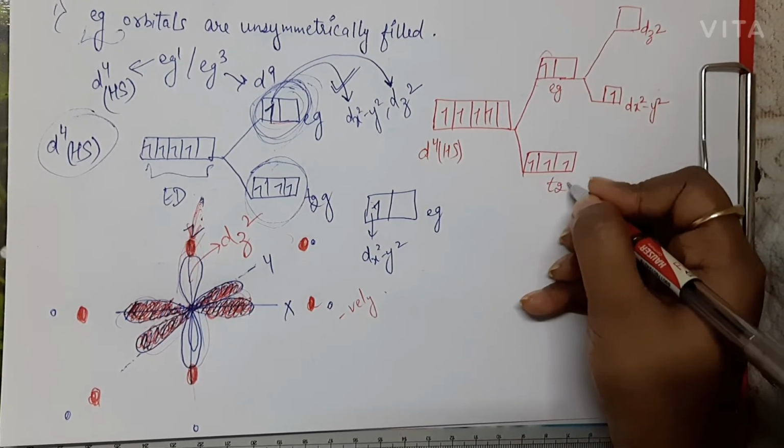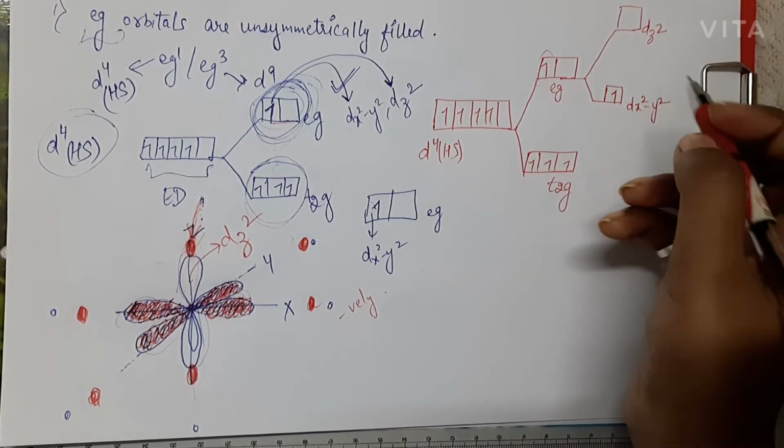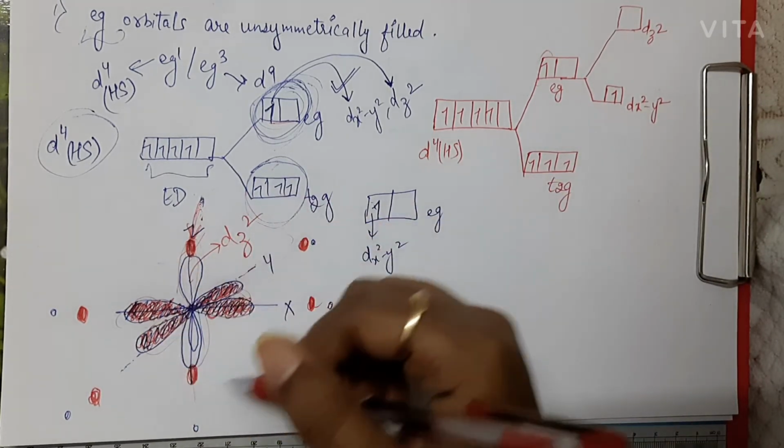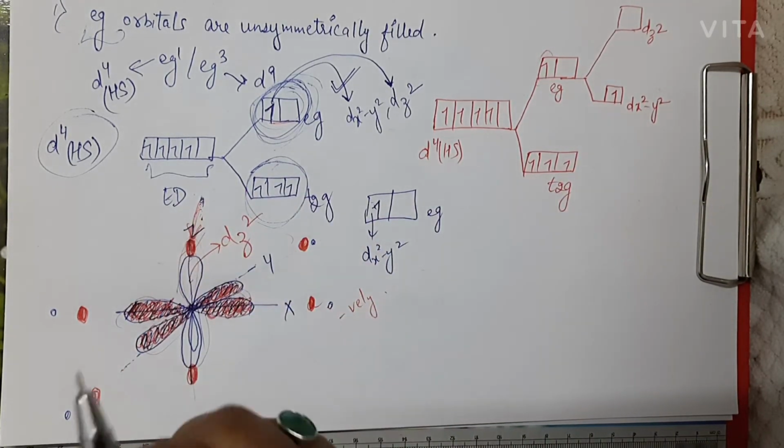Similar will happen with t2g, because when the ligands are approaching, all the orbitals will undergo splitting because all are feeling the field of the ligand.